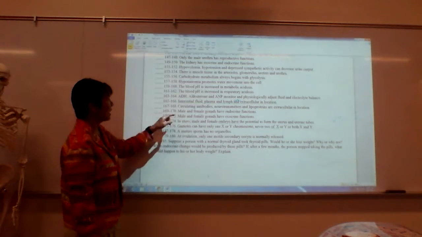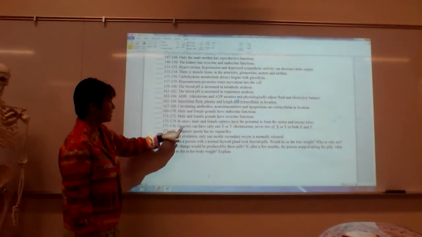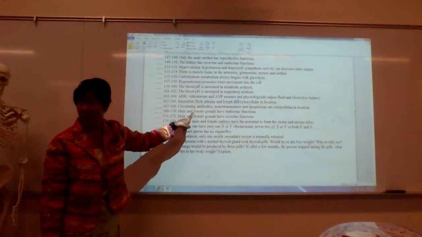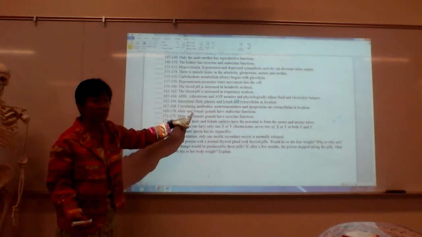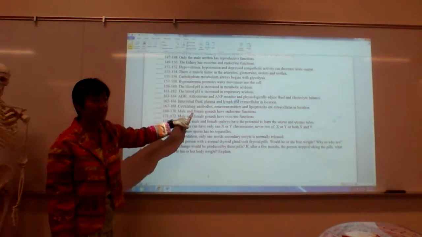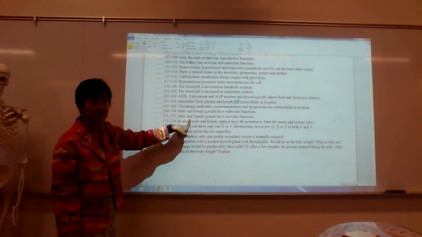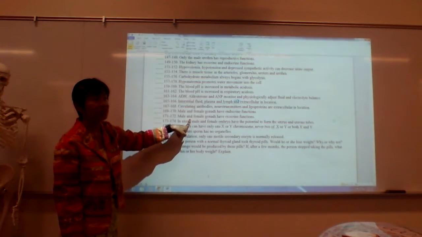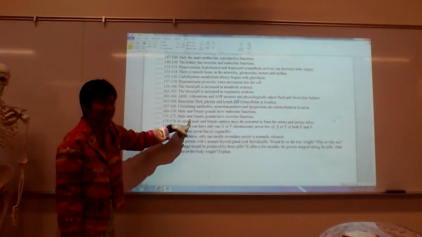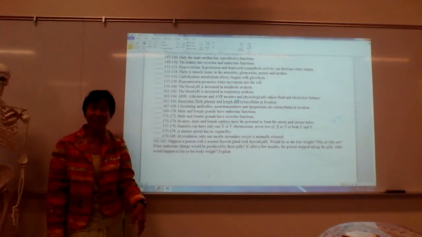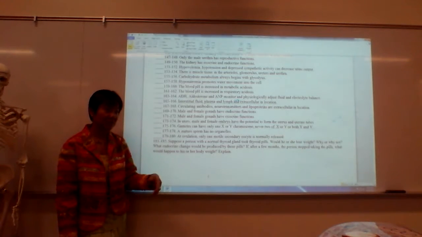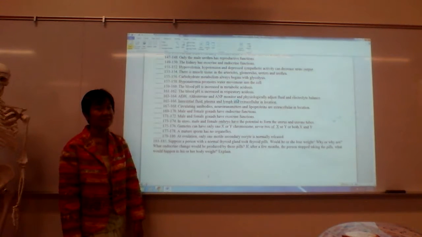Think. Okay, next. Male and female gonads have endocrine functions. That's true, right? Because the male gonads make testosterone, the female make estrogen, progesterone. They also have exocrine functions. True or false? Exocrine means, yeah. So, true or false? True. Because for the male, you make the sperm and you release it. For the female, you make the egg, you release it. That's an exocrine secretion. Okay?